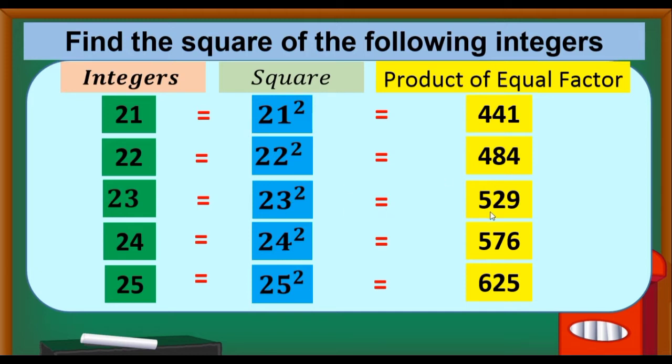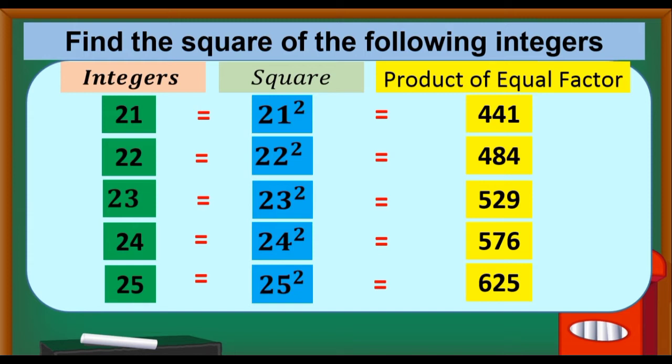23 squared is 529. And 24 squared is 576. And 25 squared is 625. Huwag kayong mag-alala, ito na po yung last. By the way, huwag kalimutang i-screenshot kasi gagamitin natin mamaya yan.